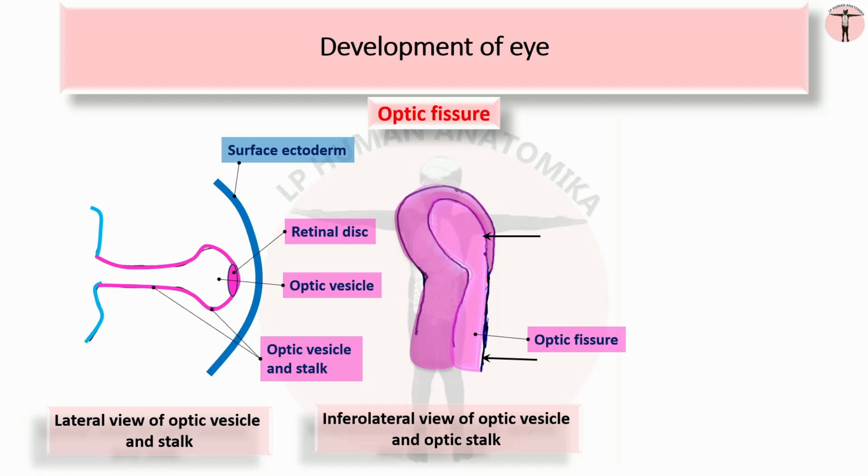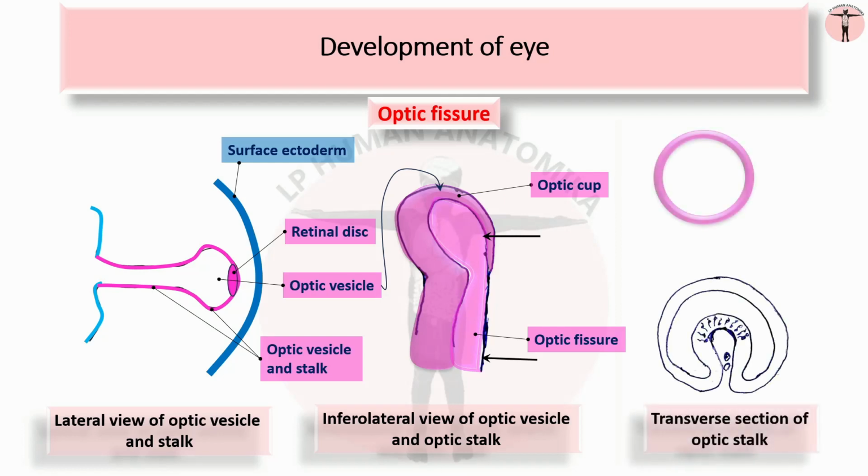With this invagination of the lower wall and formation of the optic fissure, the optic vesicle, which was a complete ball-shaped structure, now forms a two-layered cup-shaped structure called the optic cup. The same invagination can be observed in the transverse section at the level of the optic stalk. The invagination occurs at the lower wall of the optic stalk, and observe the two-layered wall which is formed with a cavity inside. The cleft formed by the invagination forms the optic fissure.